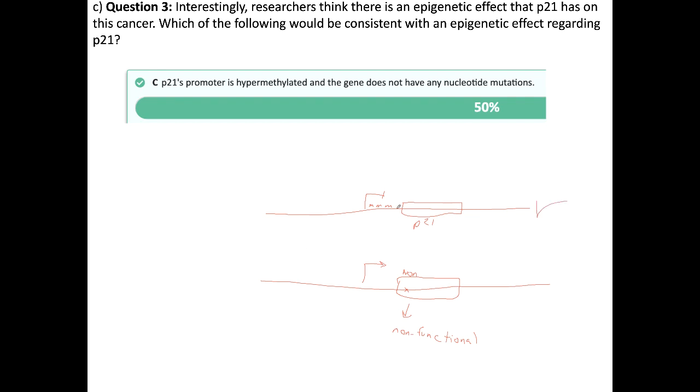So up here causes a methylation problem, and the protein is not made because of that. Down here, the protein is made, but it's a smaller protein and it's non-functional. Functionally, it's equivalent. No P21 is being made. One involves epigenetics, this top one, and one involves a gene mutation, the bottom one.